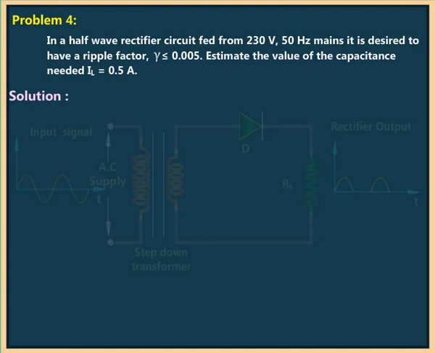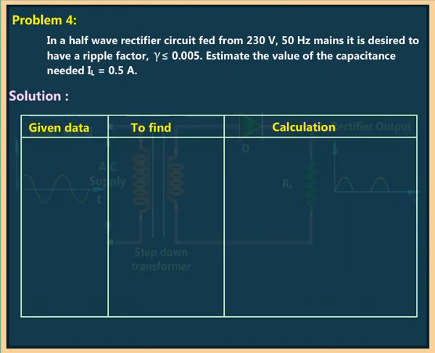Solution: given data, RMS value of secondary voltage ES RMS is equal to 230 volts. Frequency F is equal to 50 Hz. Ripple factor gamma less than or equal to 0.005. Load current IL is equal to 0.5 amps. To find, capacitance C is equal to what?